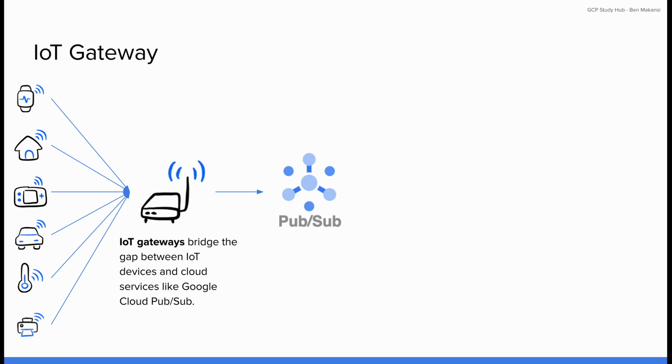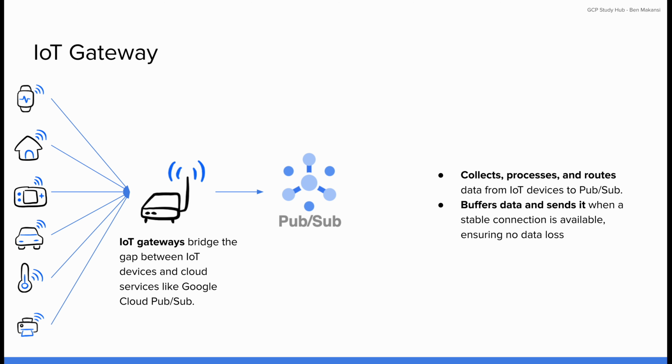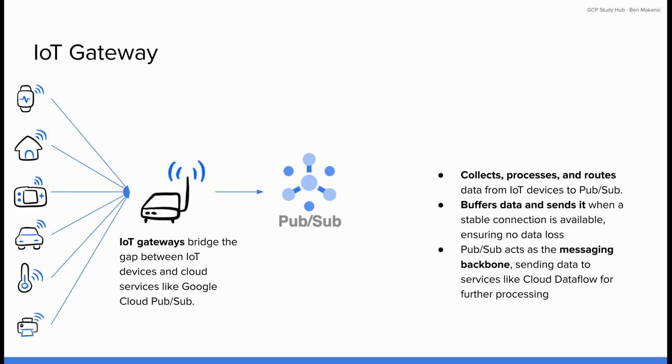It's important to understand the advantages an IoT gateway provides. That's data aggregation to collect and process data from multiple IoT devices, and reliable transmission. The IoT gateway buffers the data locally and only sends it when a stable connection is available, which prevents data loss. And with PubSub as the messaging backbone, your architecture can scale to handle large volumes of data from thousands or even millions of devices.